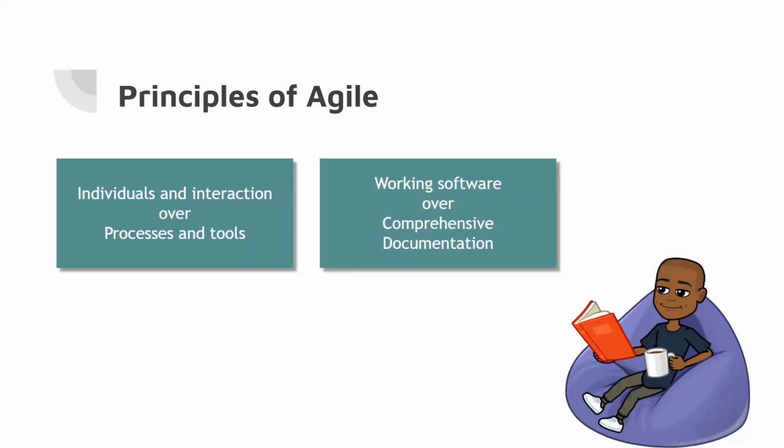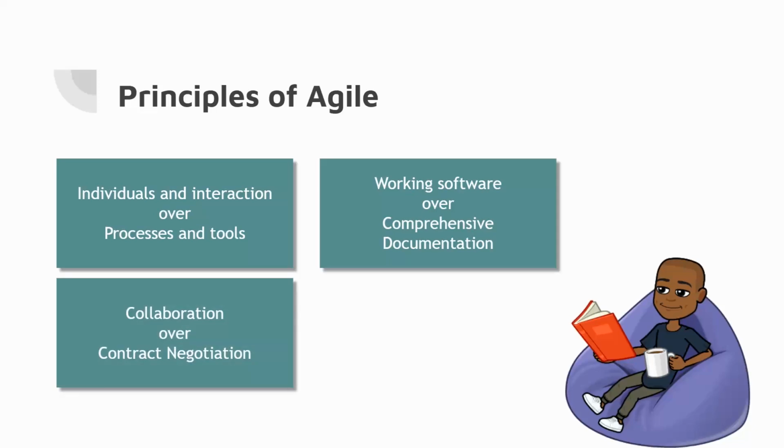Next is working software over comprehensive documentation. In the waterfall world, a lot of times you're forced to create a lot of documentation that sometimes just doesn't get used. Whereas in Agile, it's all about writing down only what needs to be written down so that the software can be done and delivered in an effective way, and not creating a lot of wasteful documentation.